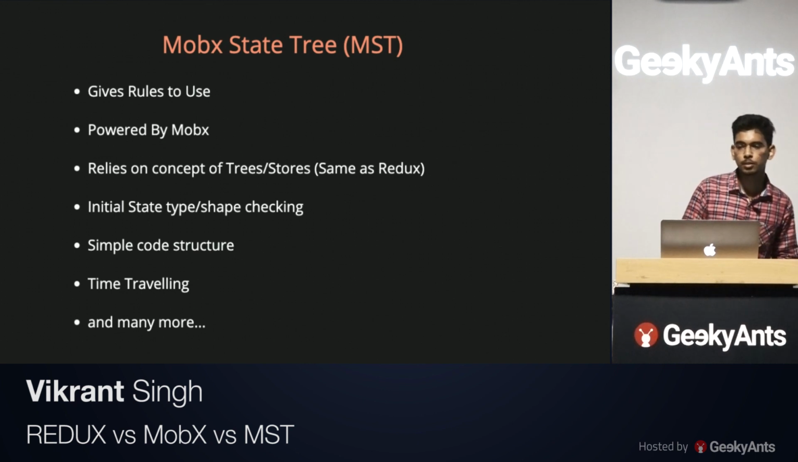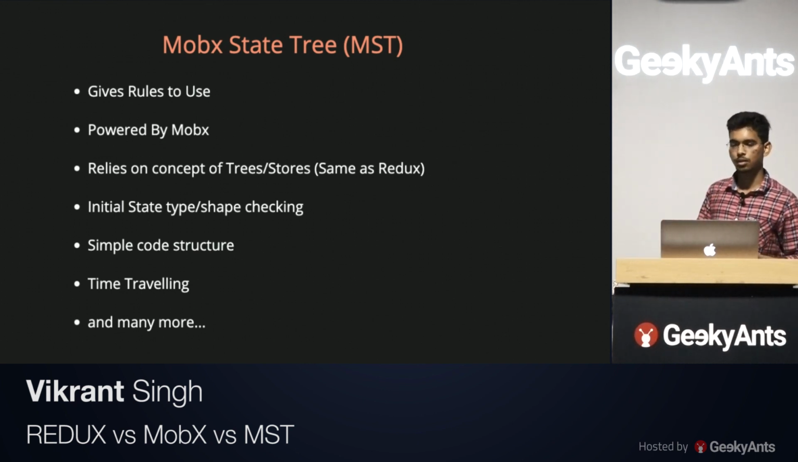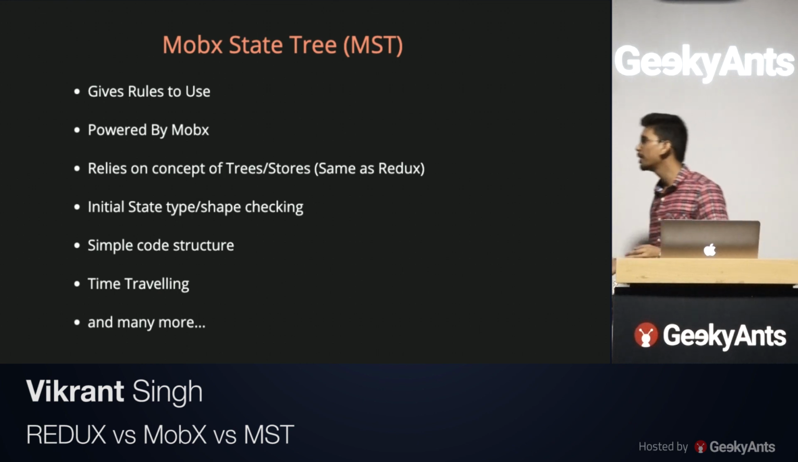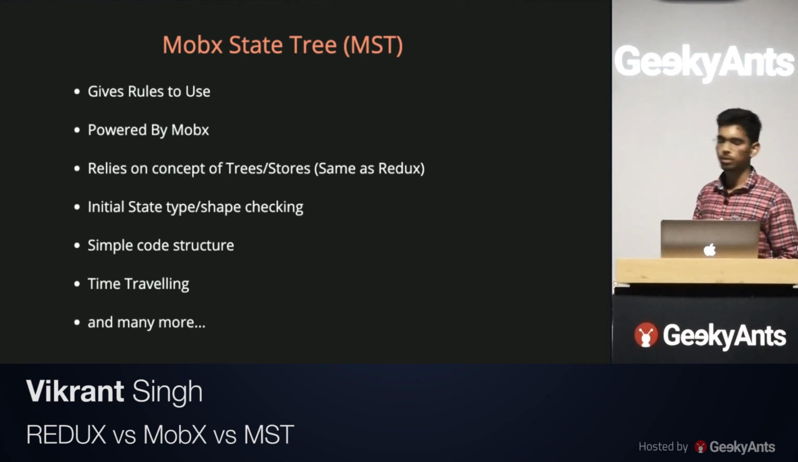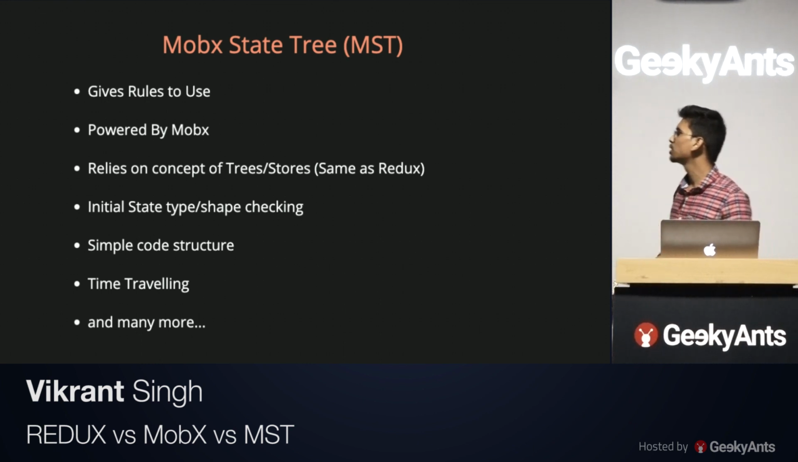So I'm going to discuss mobx-state-tree, which provides the benefits of both MobX and Redux. It provides a particular fashion to do your stuff. It is also powered by MobX, and it relies on the concept of trees or stores, which is the same as Redux, and it also provides initial state type or shape checking, which Redux basically lacks.